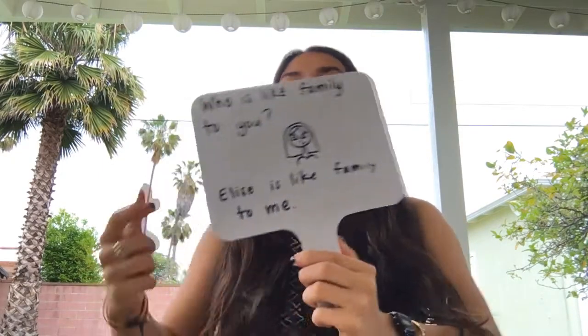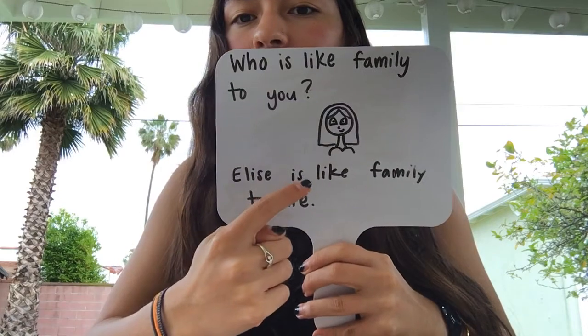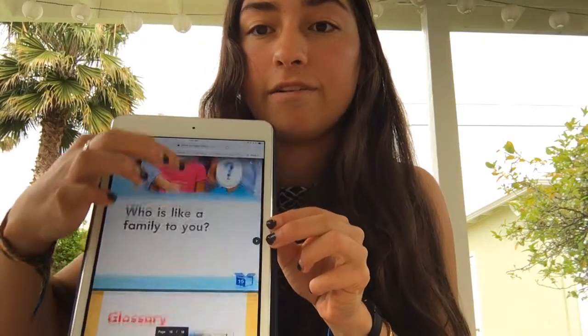And I thought about that, and I thought, who's super close to me that is not actually my relative? And I started thinking about my best friend, and my best friend's name is Elise. So I drew Elise. It doesn't really look like her, but it's okay. I tried. So that's Elise, and I wrote, Elise is like family to me. She's kind of like my sister because we're so close. We talk all the time. She helps me with all my problems, and I help her with hers. We support each other, and we love each other. So even though she's not technically my family, she's like a family to me. So you can answer with that. Who is like a family to you?